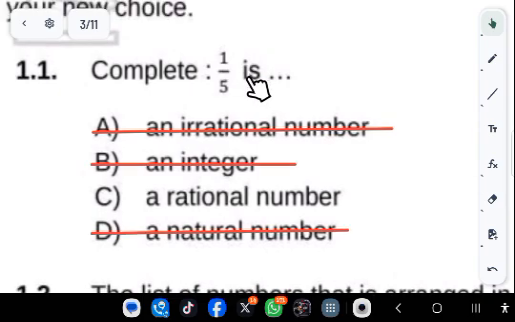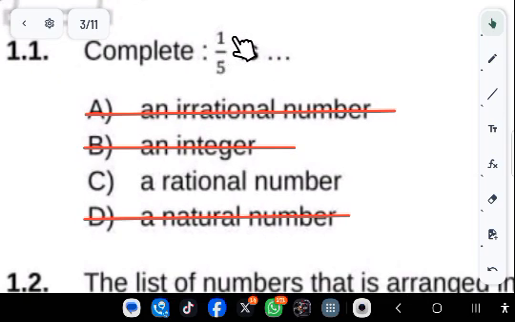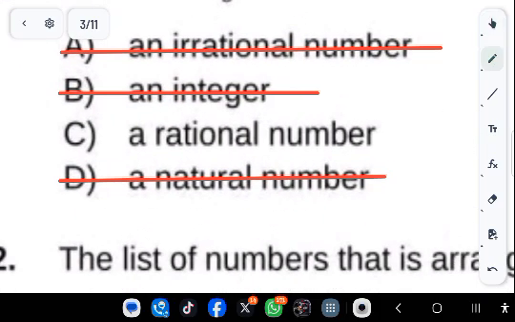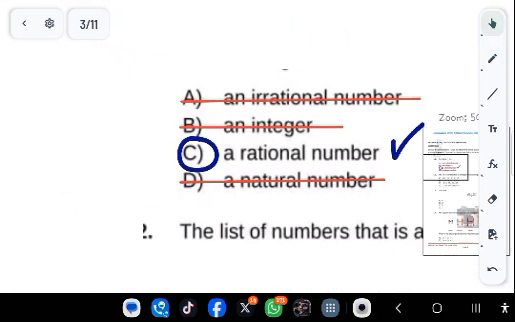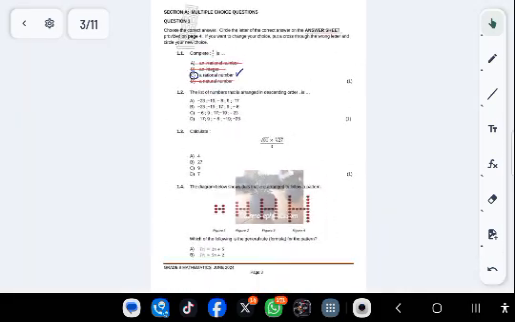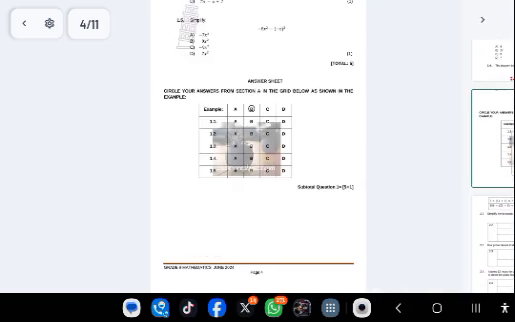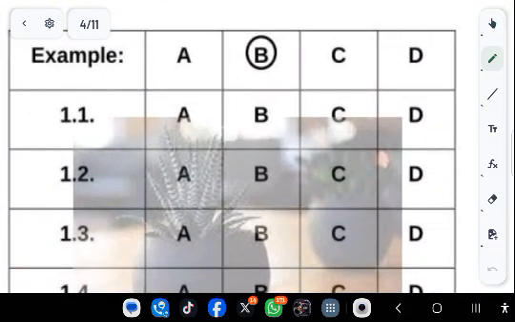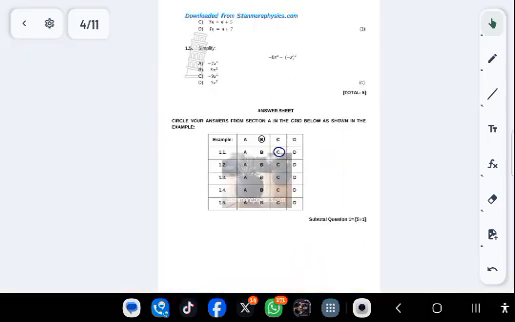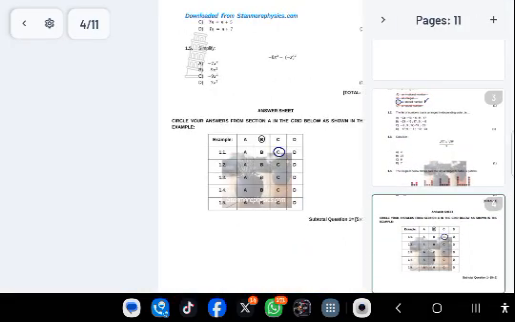How do we know that a number is rational? A number is rational when the numerator and the denominator are made up of integers. 1 is an integer and 5 is an integer, so this makes it a rational number, and this is your correct answer. So let's go back to that page where we are supposed to cross off. So circle option C, because that is your correct answer.